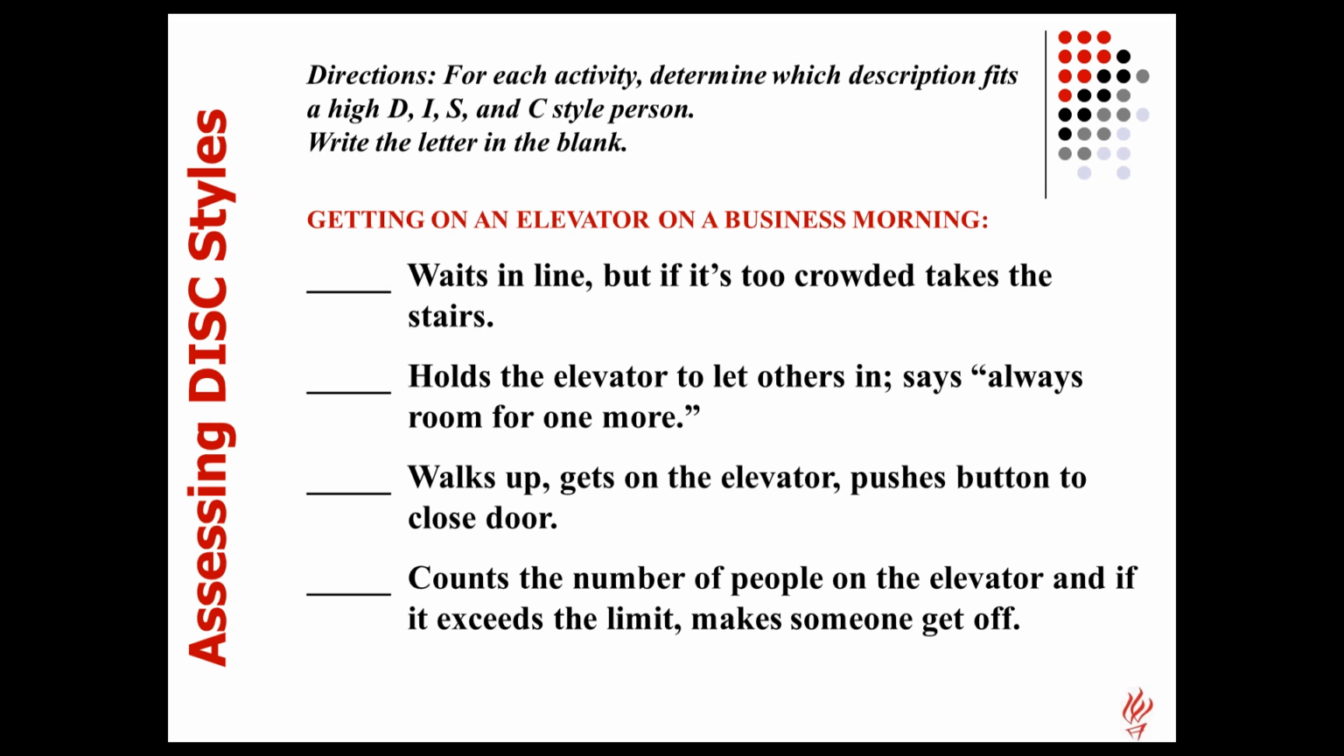So more than likely, our number 1 is a high S. If it's too crowded, they're going to take the stairs. Number 2 is our high I, who always lets other people in and is very social. Our high D walks up, gets on the elevator, and pushes to close the door. And of course, our high C does the math and says, wait a minute, we've exceeded the weight limit, somebody needs to get off. So these are just fun ones.